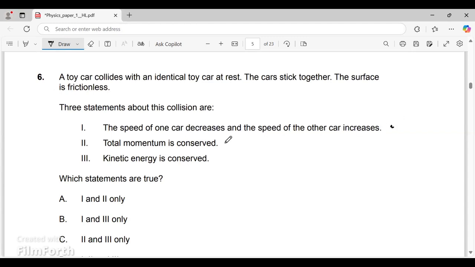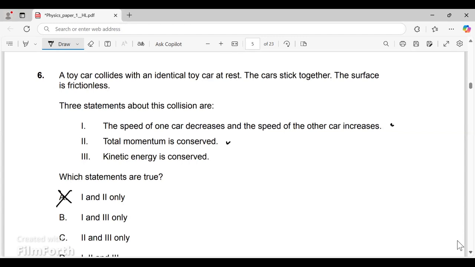One correct, two correct. This one. Only one and two. Number 7.